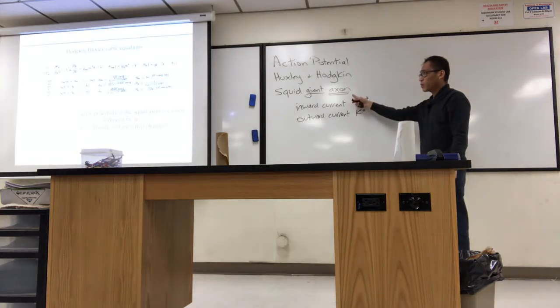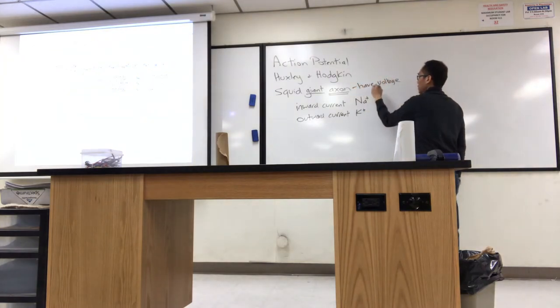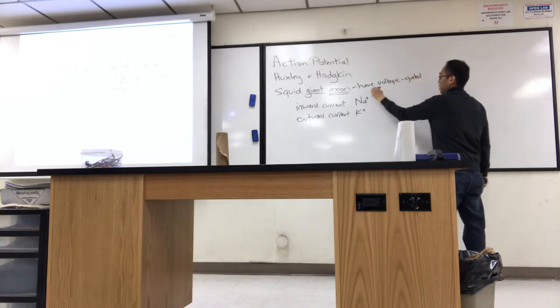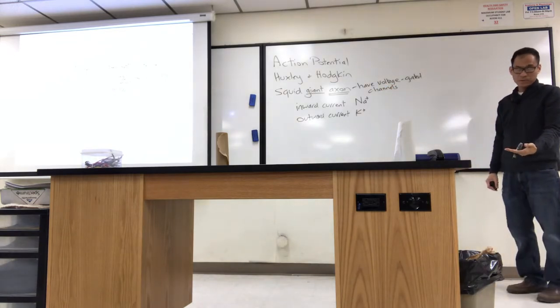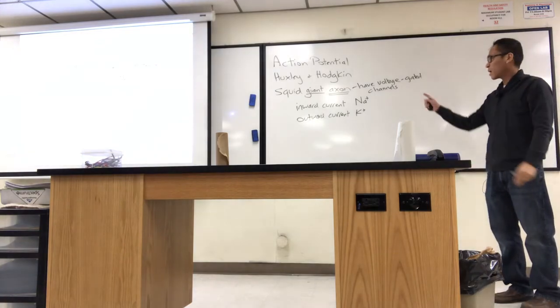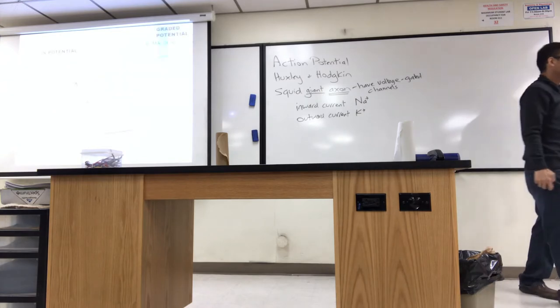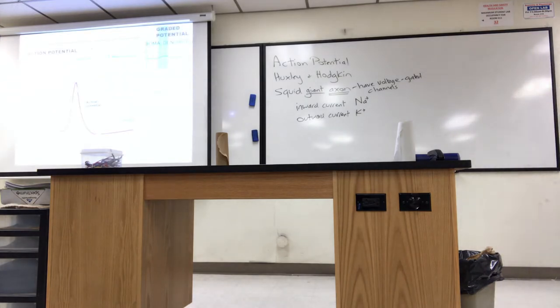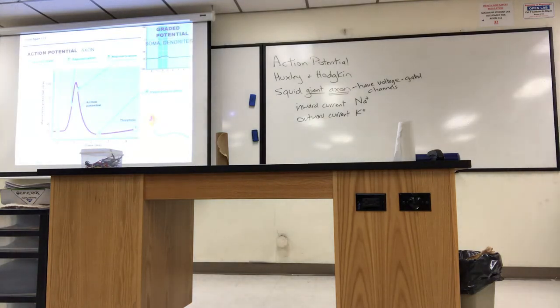So for the squid giant axon, one thing you learn is they have voltage-gated channels. We're not talking about the graded potentials. We're not talking about the resting membrane potential. Resting membrane potential is for the leak channels, and then the ligand-gated channels, those are for the graded potential. So now we're talking about the voltage-gated channels for the action potential. So I'm going to show you a picture from your book. This shows you the difference between what a graded potential and what an action potential looks like. We talked about graded potentials the last time. So I included a picture of that on the top right.